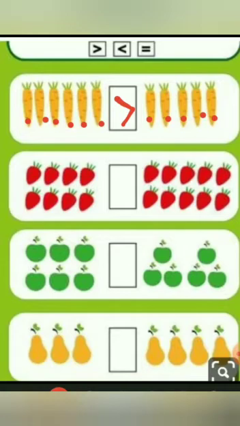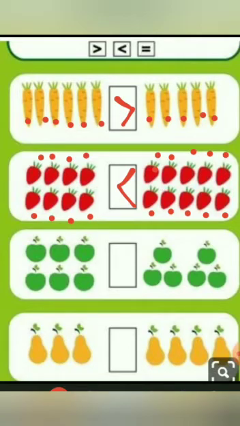Count the strawberries. 1, 2, 3, 4, 5, 6, 7, 8. There are 8 strawberries in one group. Count another group of strawberries. 1, 2, 3, 4, 5, 6, 7, 8, 9, 10. There are 10 strawberries in another group. So 8 is less than 10.